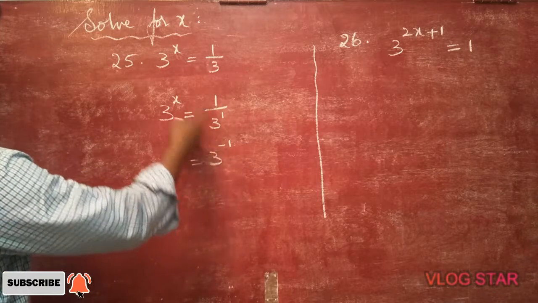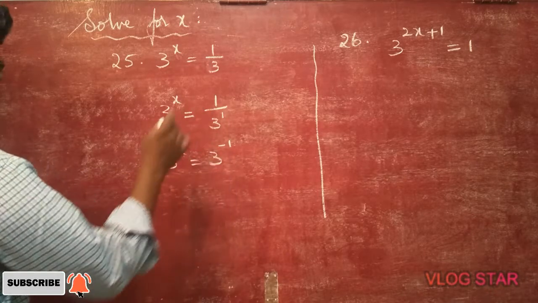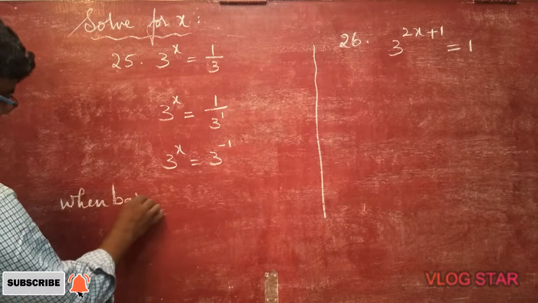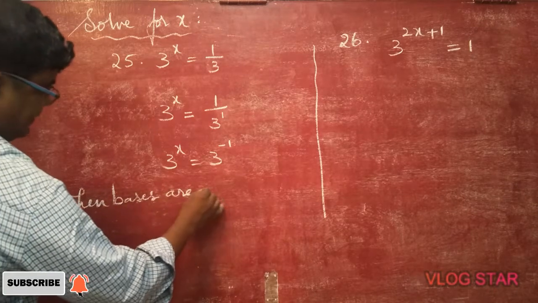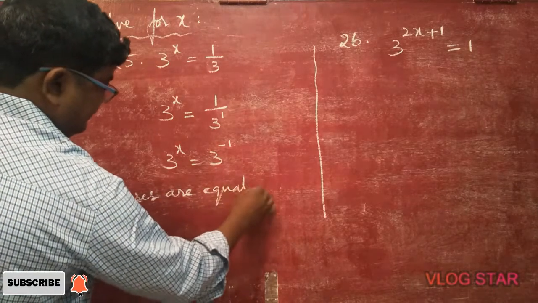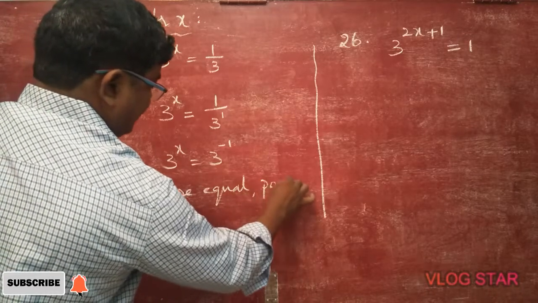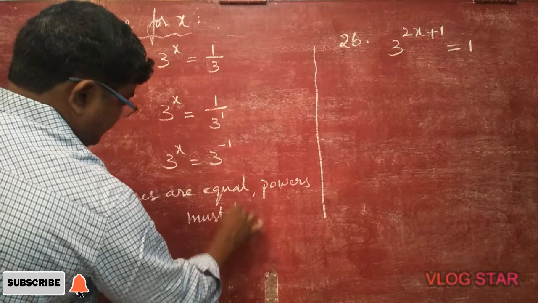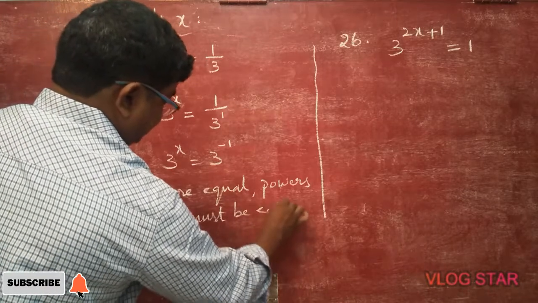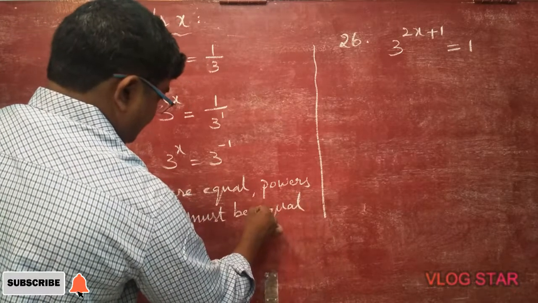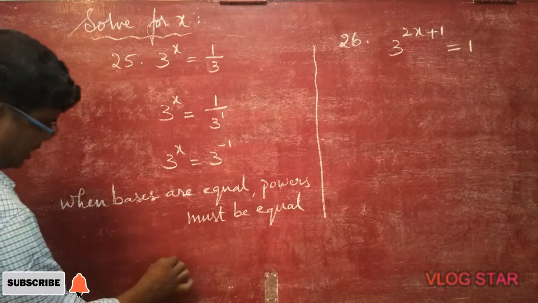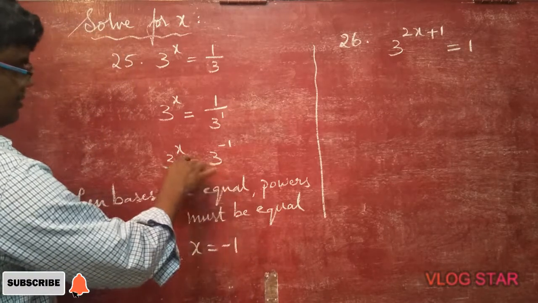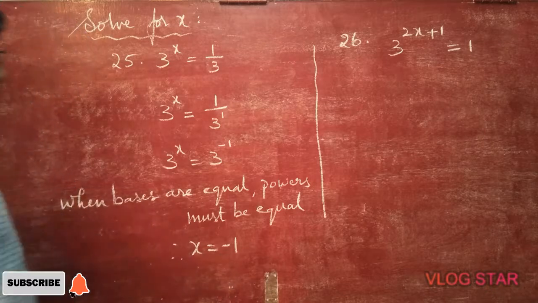Denominator going to numerator, opposite side. Plus 1 becomes minus 1. When bases are equal, powers must be equal. Now, therefore, x is equal to minus 1. Bases are equal, powers also equal, x is equal to minus 1.